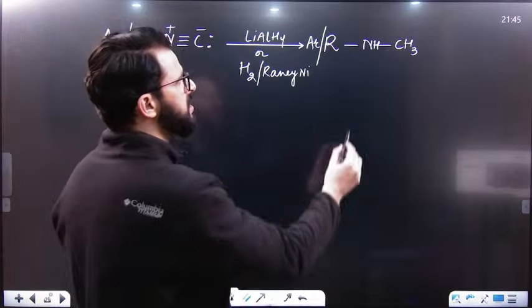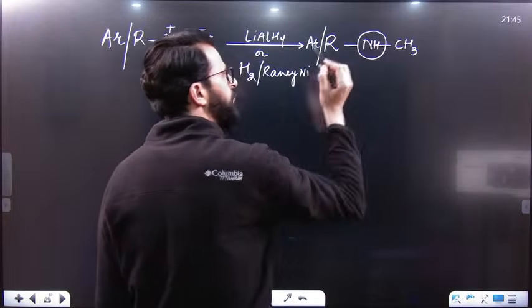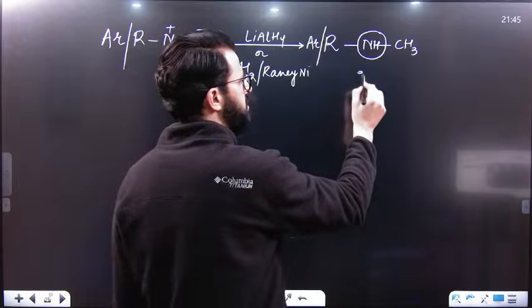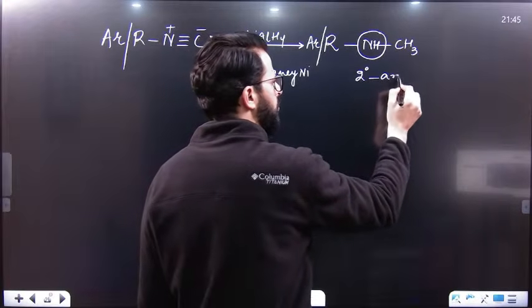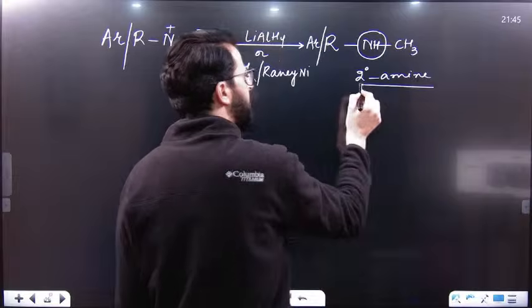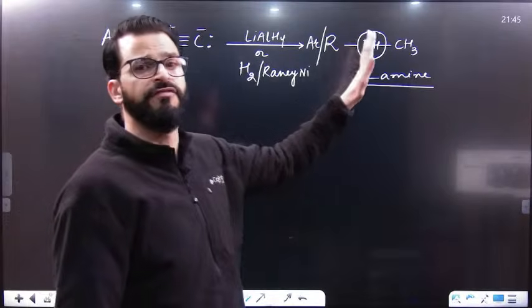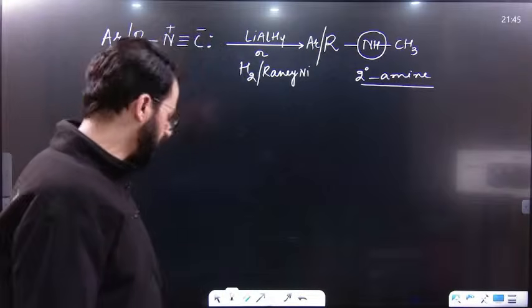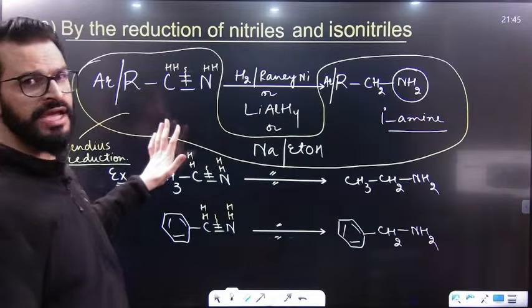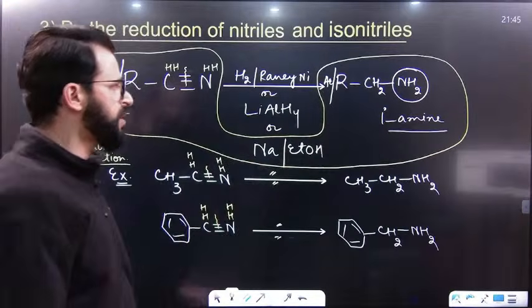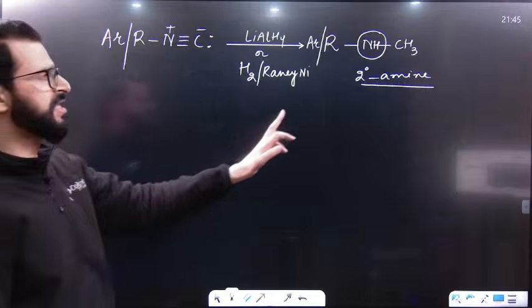Now this is an amine having functional group NH. This is known as secondary amine. So whenever isocyanides are reduced, they will form secondary amines. But cyanides or nitriles form primary amines. So that is primary amine, this is secondary amine.